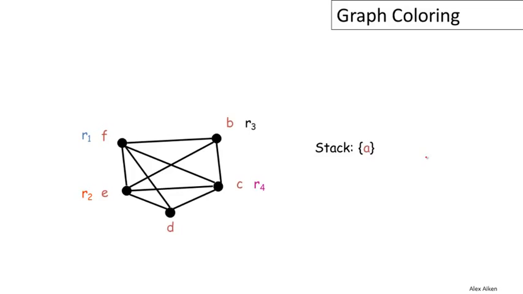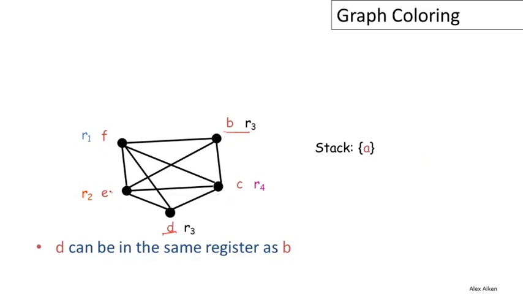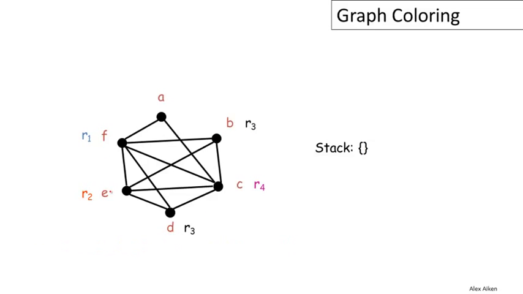And so looking at node D here, it has as its neighbors F, E, and C. And so the only register that it can be assigned is R3, which is the same register as B. This is the only register that isn't used by one of its neighbors. Okay, so D gets assigned register R3. And then we add A back into the graph, and we look at its neighbors, and they're using registers R1 and R4. So A could be assigned either register R2 or R3, and since our rule is just to use the lowest numbered register that isn't used by one of the neighbors, we'll assign it register R2. And there's our complete coloring of the graph.